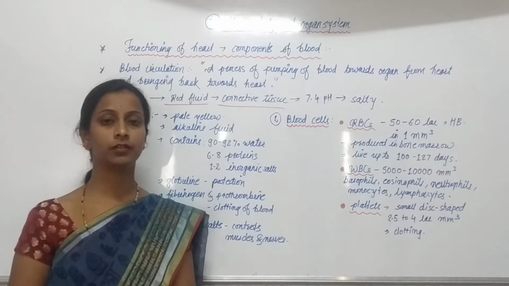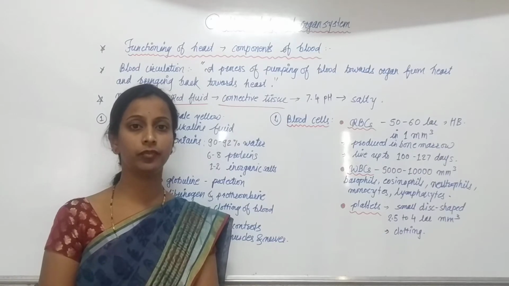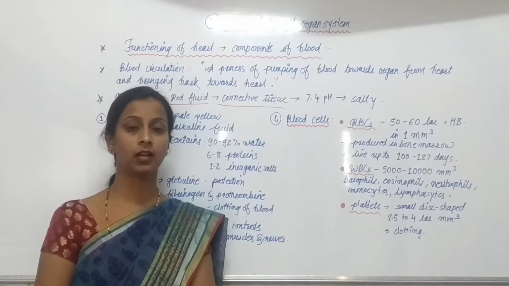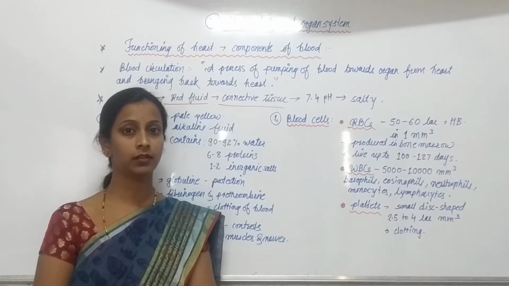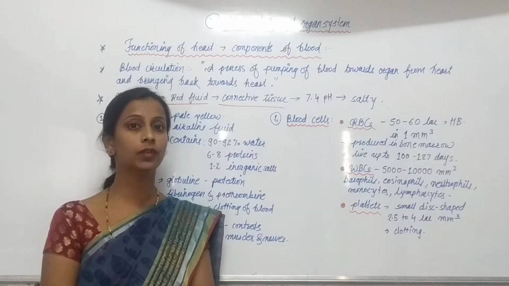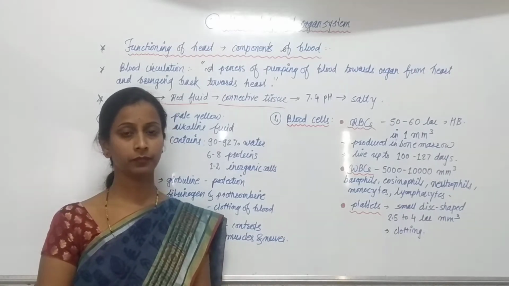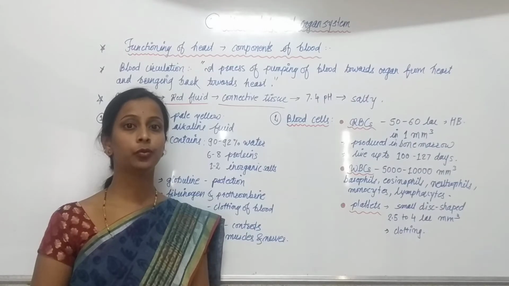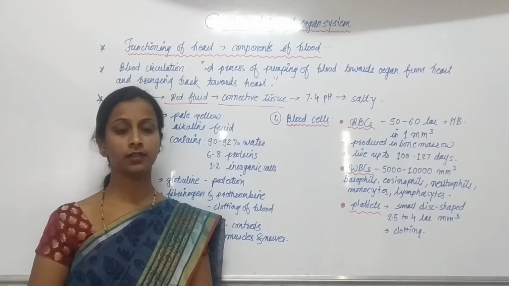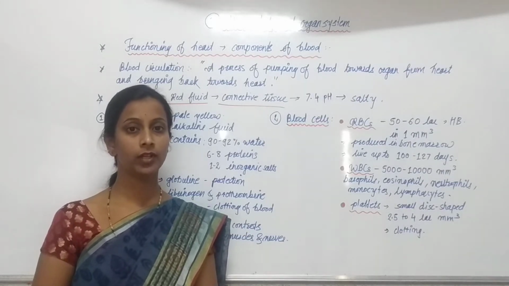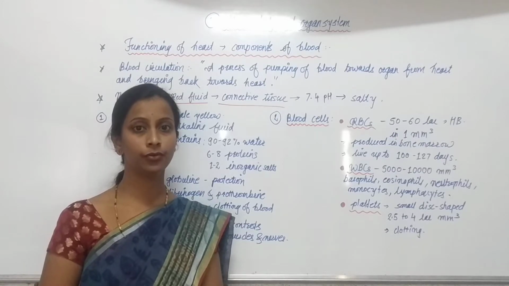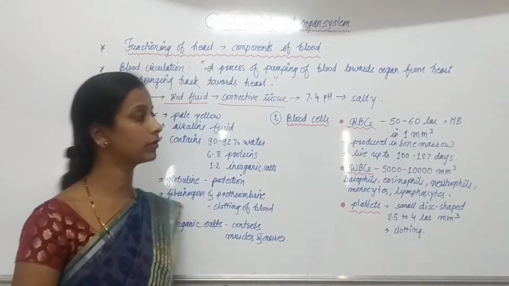process of blood circulation. A process in which pumping of blood takes place towards organ from heart and bringing it back towards heart. Such process is known as blood circulation. Very important definition is here. You also should recite this definition.